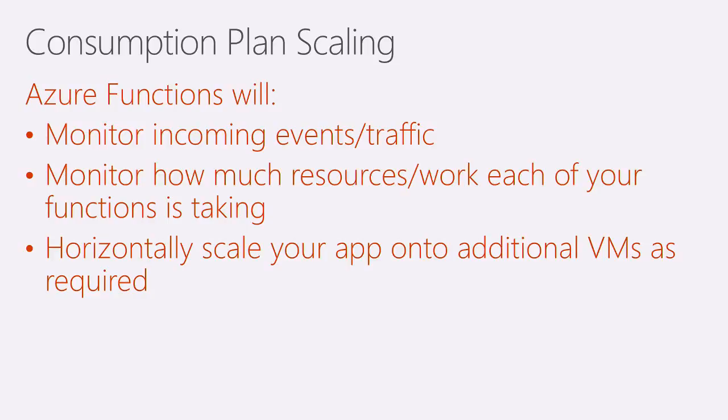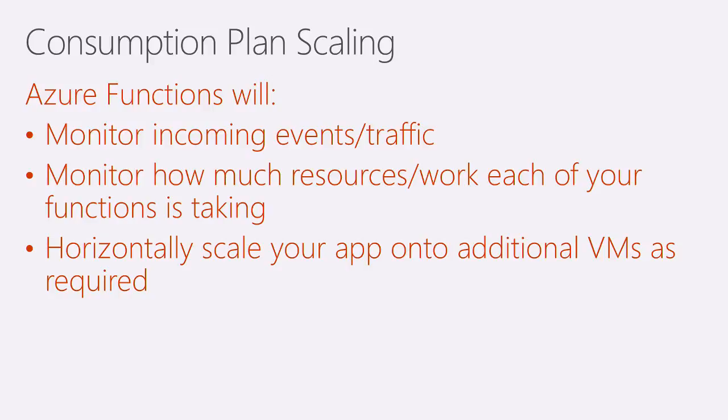So how does the scaling work if you are in the consumption plan? It's pretty simple. We're monitoring the incoming events, or traffic in the case of HTTP, and we're also monitoring how many resources are being used by your application. A good example of this is if your function app is a bit memory hungry, say it's running around 1 gigabyte of memory on average. We don't want to be putting that particular function app on small VMs that have less than a gigabyte of memory. If we did that, a whole bunch of paging would happen and you'd get worse performance. So it's a combination of 2 things: looking at the events that are coming in and also resource utilization.